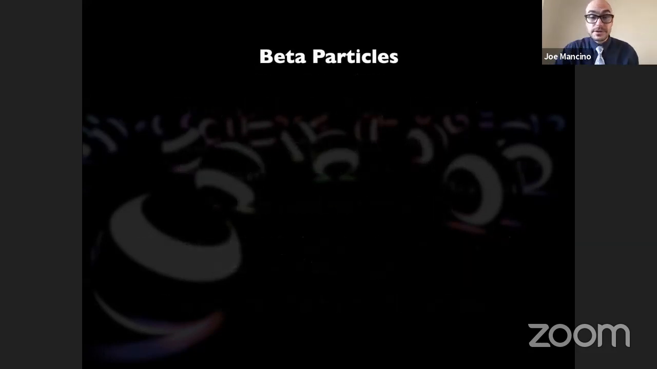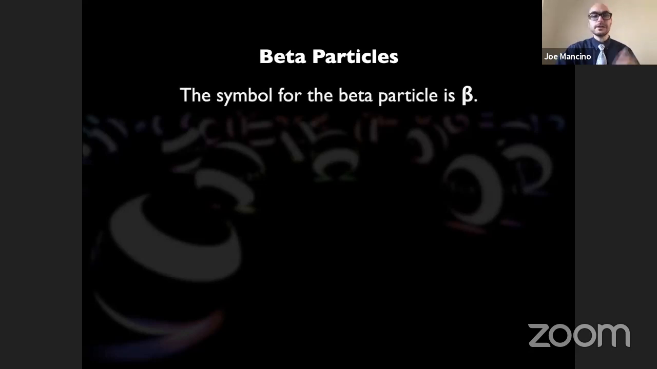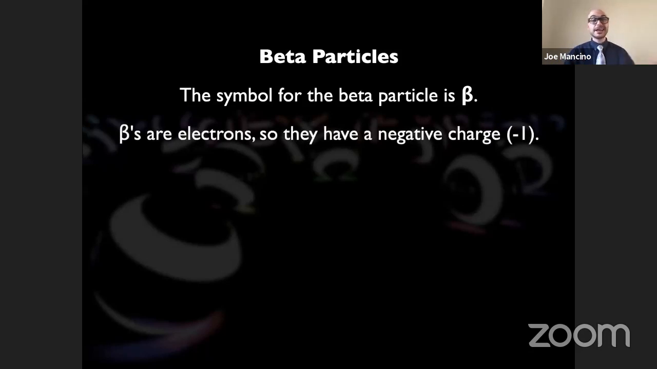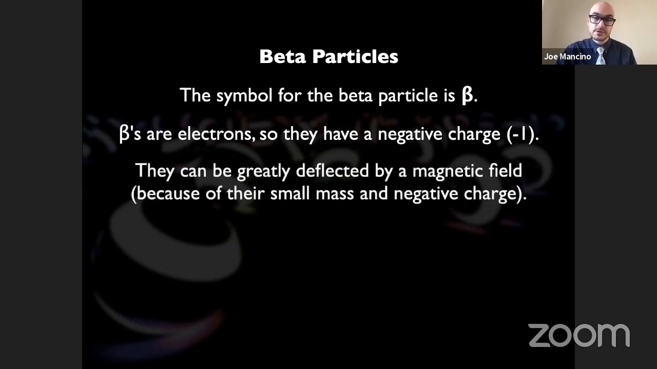Beta particles, you've actually heard of them before. The symbol for a beta particle, well, it's the Greek letter beta. Betas are electrons, so they have a negative charge. Sometimes they're called beta minus. They're just electrons. They follow everything that you know about electrons.